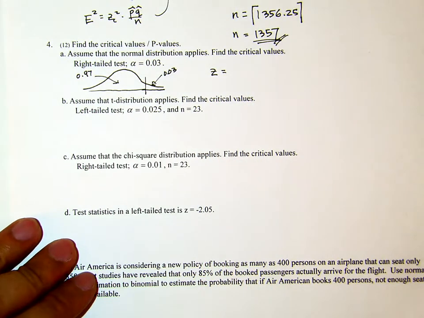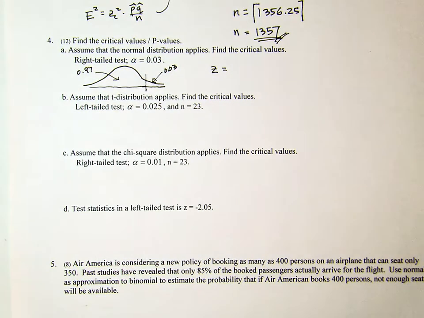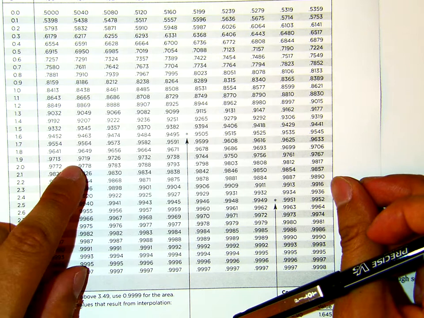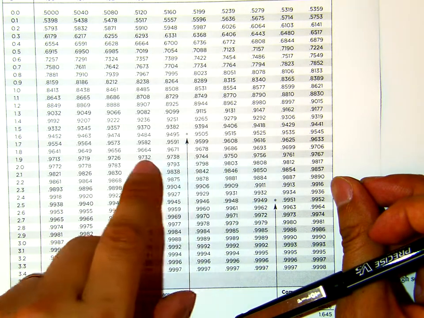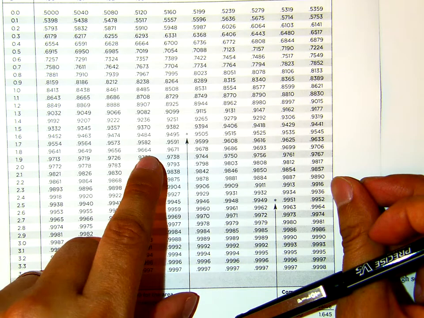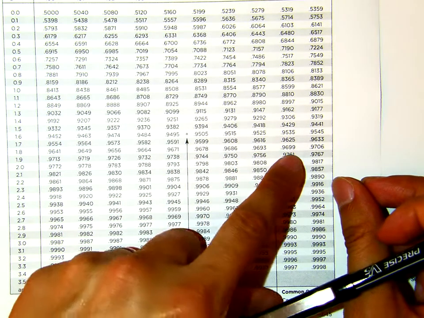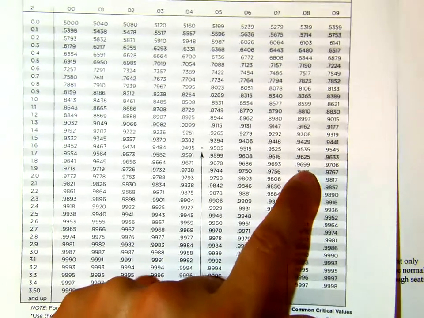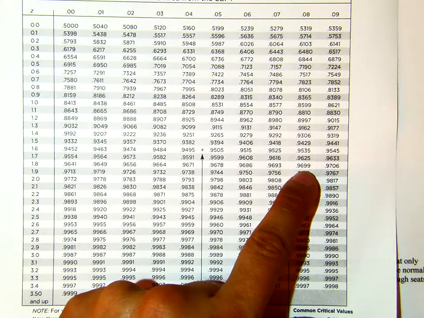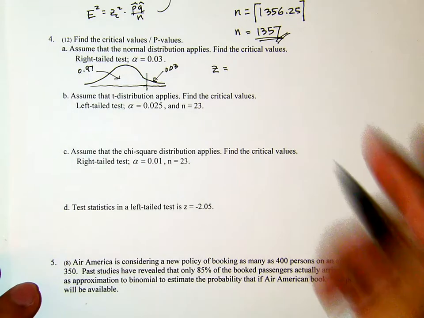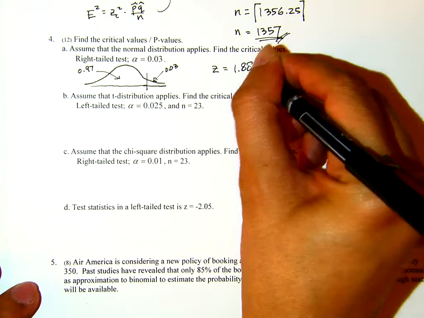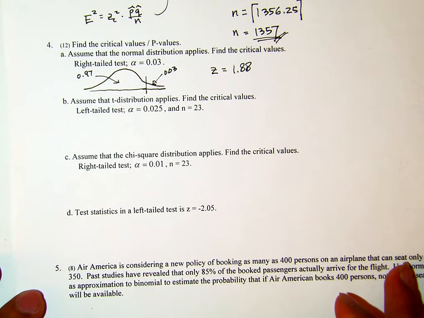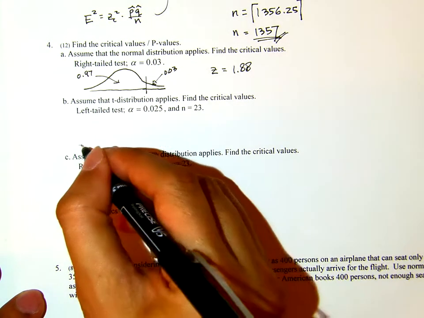The critical value will be, let's take a look, the area to the left of that is 97%. 97%, seems like this one. Okay, 1.88. Do you see that 1.88? So the z-score is 1.88, the critical value.